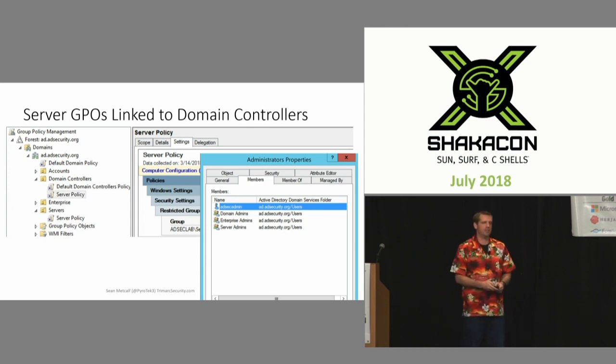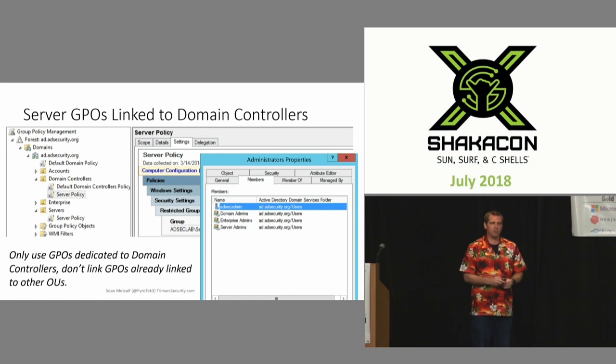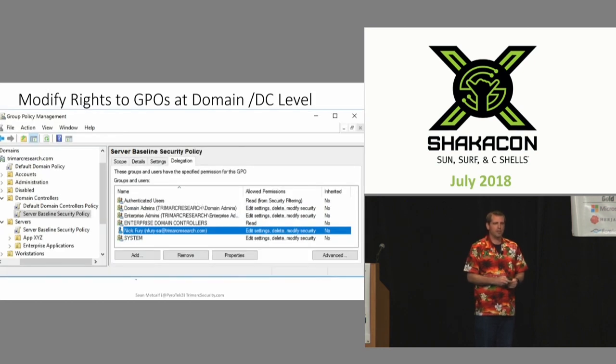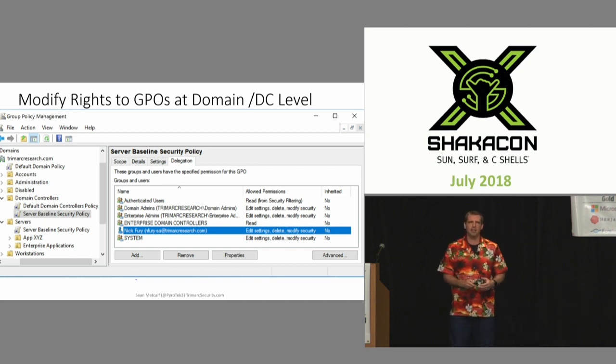So even if this configuration is not in place, we can also have a situation where there's a baseline security policy that someone's created. Nick is a great guy. He set this up for servers. Domain admins are like, all right, we got to set up some sort of baseline security policy for our domain controllers. So what are we going to do?